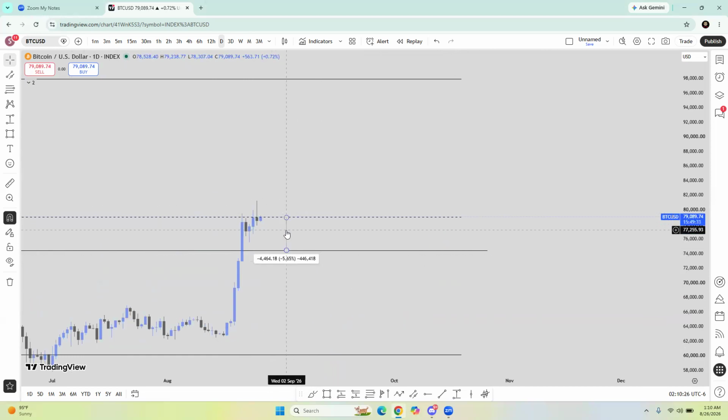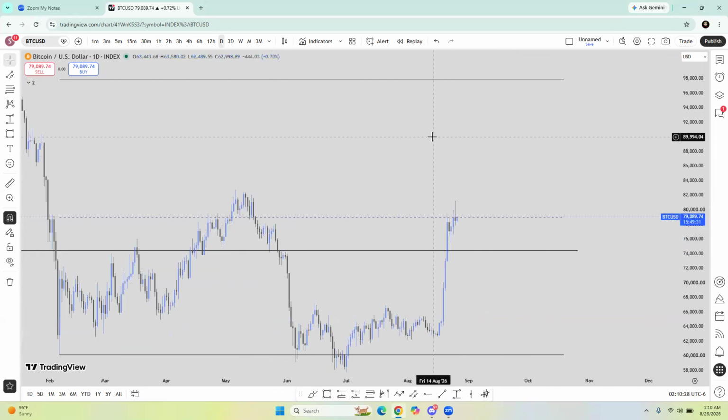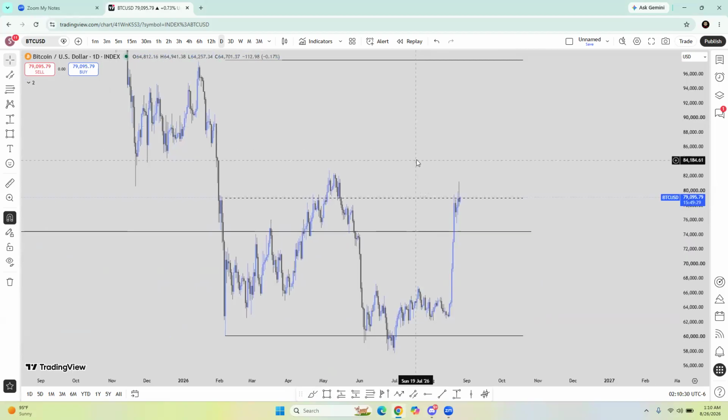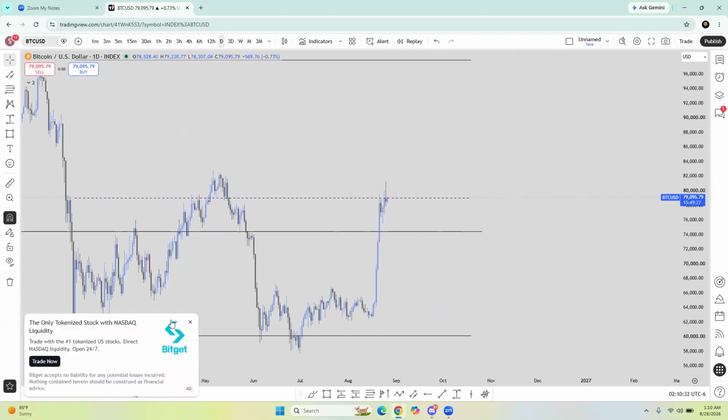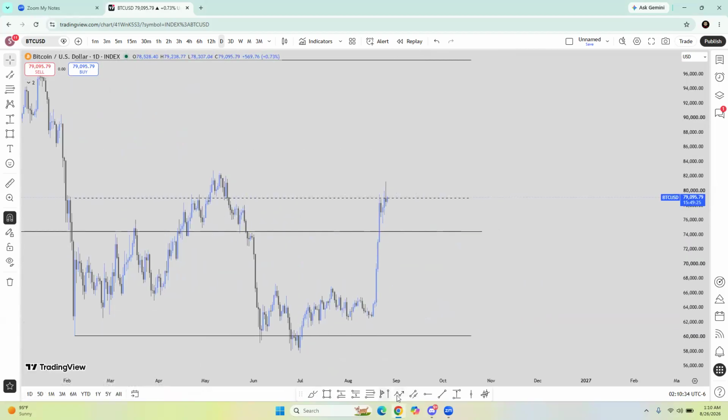So this is a small range right now. We have to trade with it. But another range is also here. I will mark that range as well.